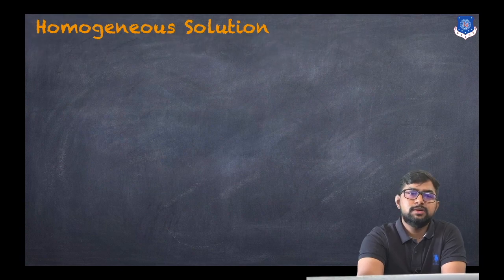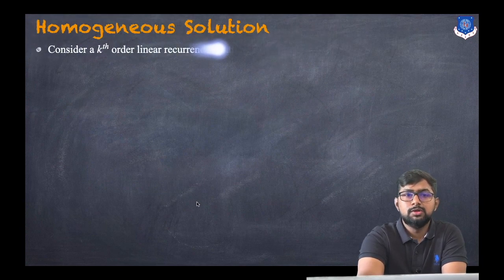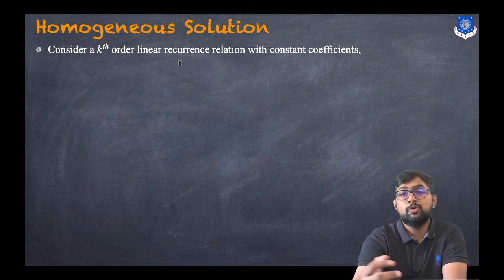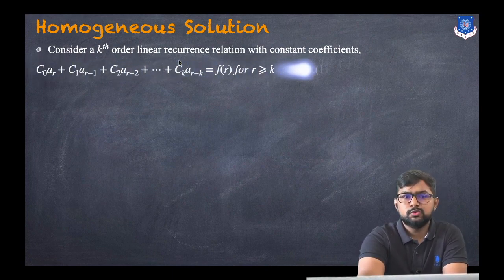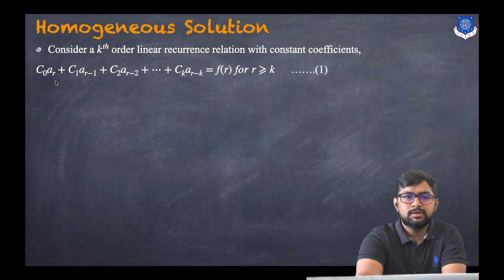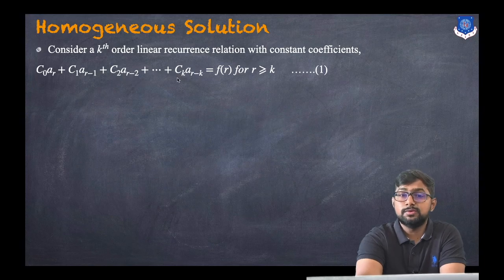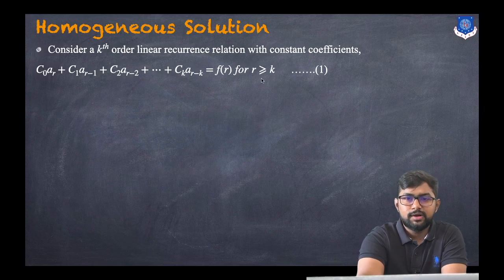Now let us understand what is a homogeneous solution. Consider a kth order linear recurrence relation with constant coefficients. Just consider this equation that we have discussed: c0 a_r plus c1 a_(r-1) plus c2 a_(r-2) up to ck a_(r-k) equals f(r), where r is greater than or equal to k.